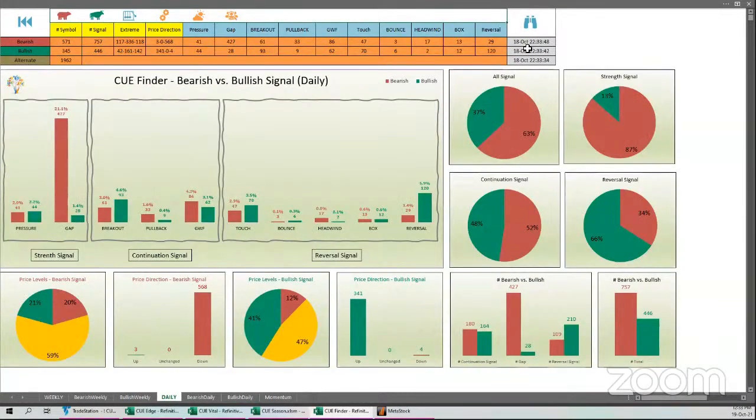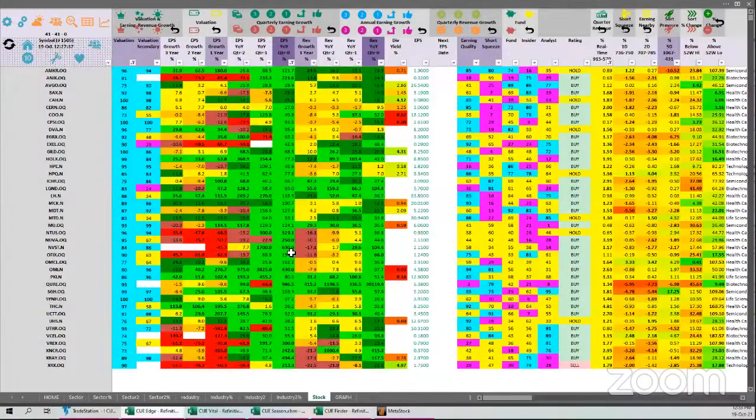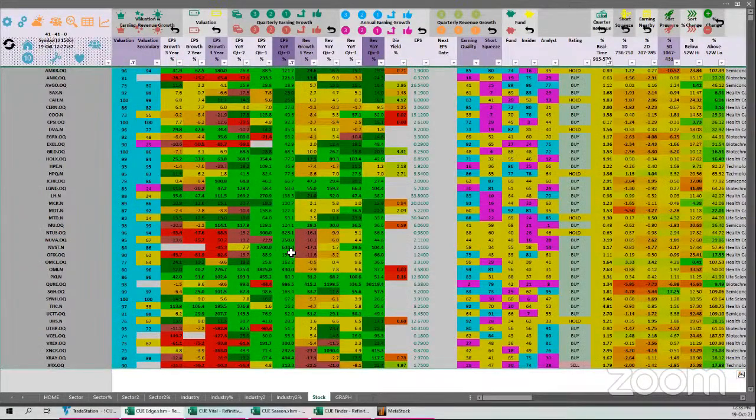I ran Finder as of yesterday's close. Yesterday, you can see the Finder was 63% bearish. But if you ran Finder in real time, you will be able to very much integrate with Edge to find best sectors, best industries, best fundamental, and then best technicals.